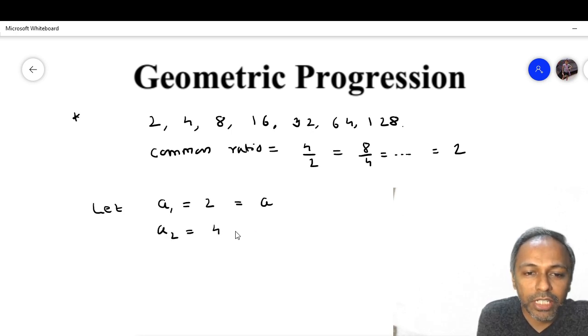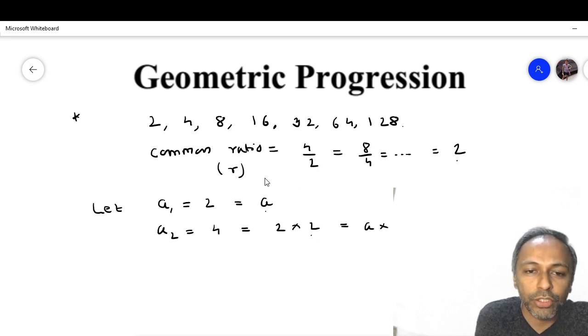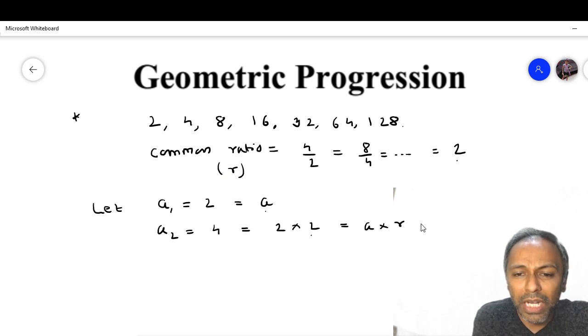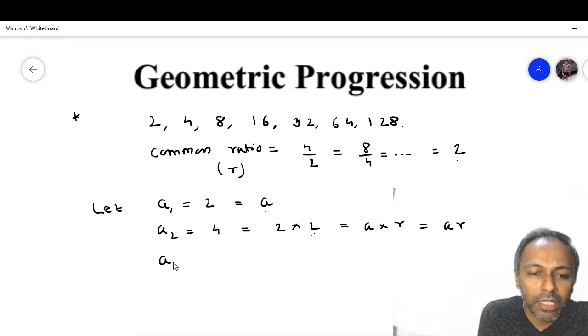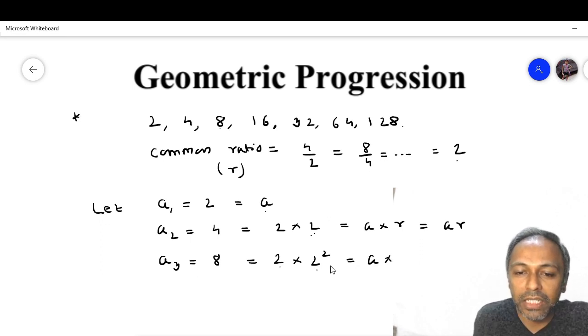a2 in this question is 4. This 4 can be written as 2 into 2, where 2 is a and another 2 can be thought of as the common ratio. Let us denote the common ratio with r. So r can be replaced in place of this 2, so it becomes ar. Let us take the third term a3. From the sequence it is 8. This 8 can be written as 2 into 2 square. The 2 here is a and r is 2, raised to 2, so it becomes ar square.